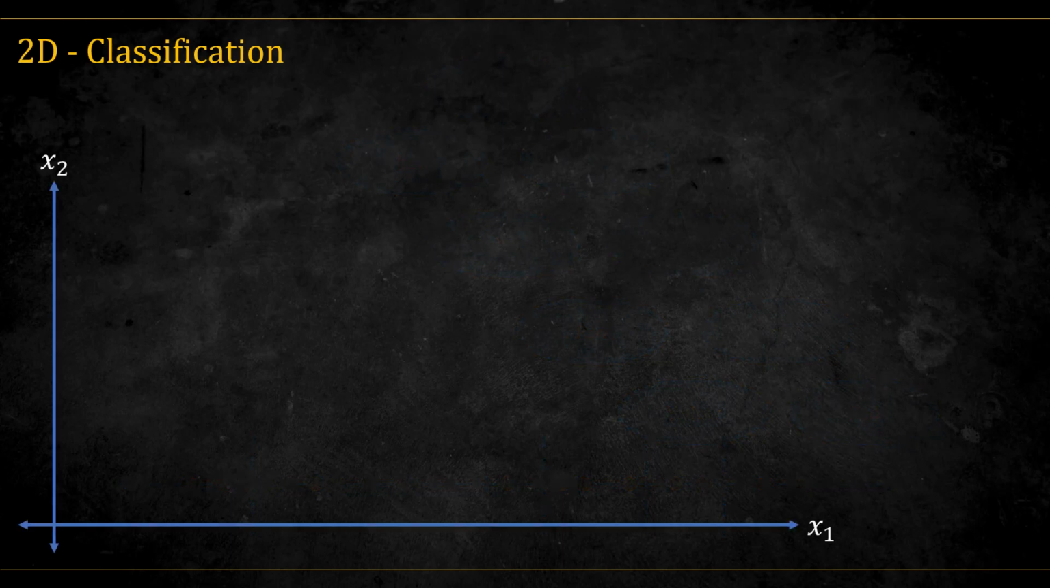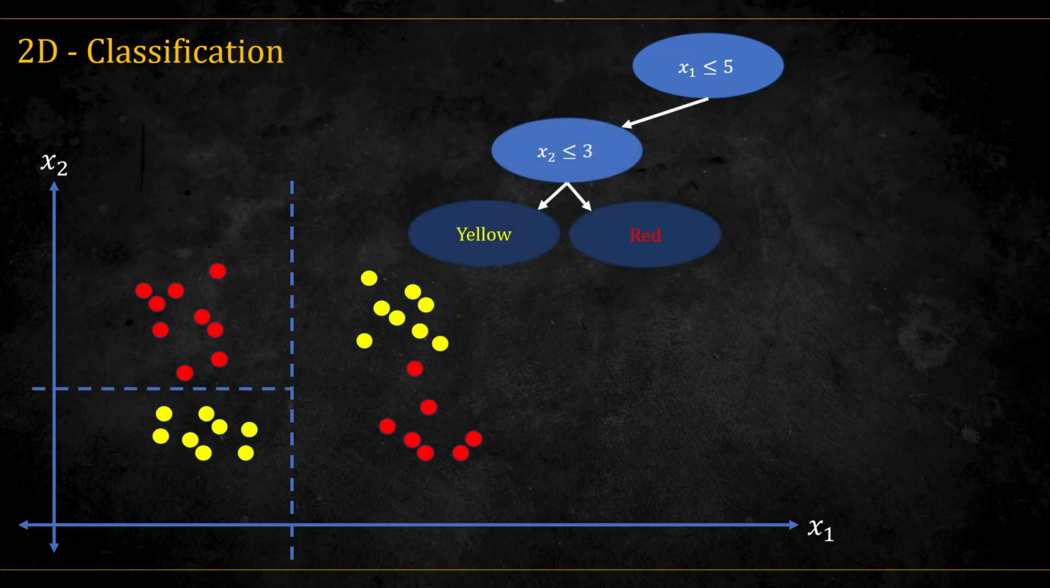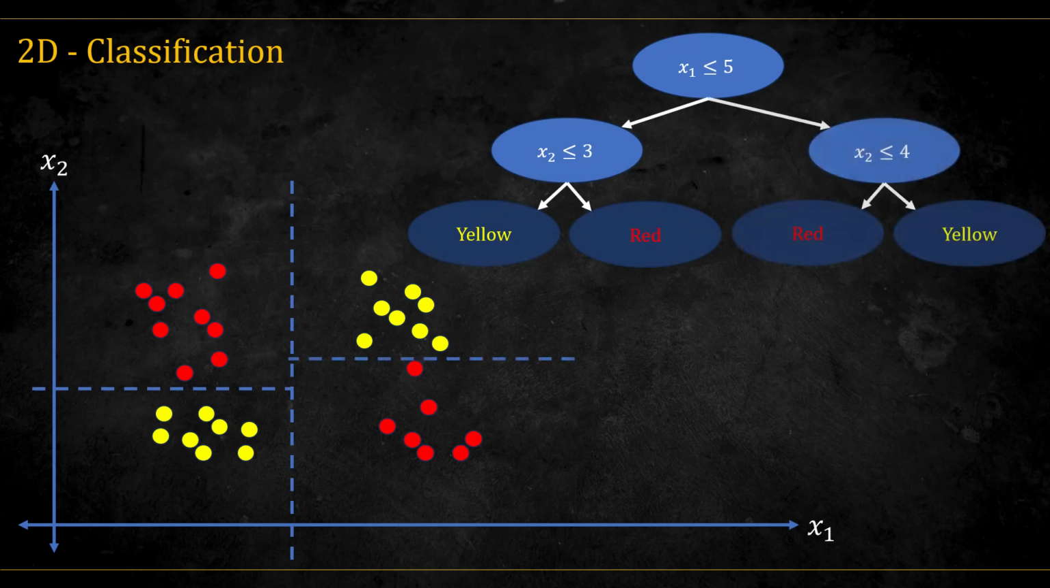Here is a similar example in 2D. We have some 2D data. We look for the best split and find that it's if x1 is less than or equal to 5. If it is, we look for the next split and find that it's x2 less than or equal to 3. And we label accordingly. Likewise, for x1 greater than 5, we find the best split to be x2 less than or equal to 4.